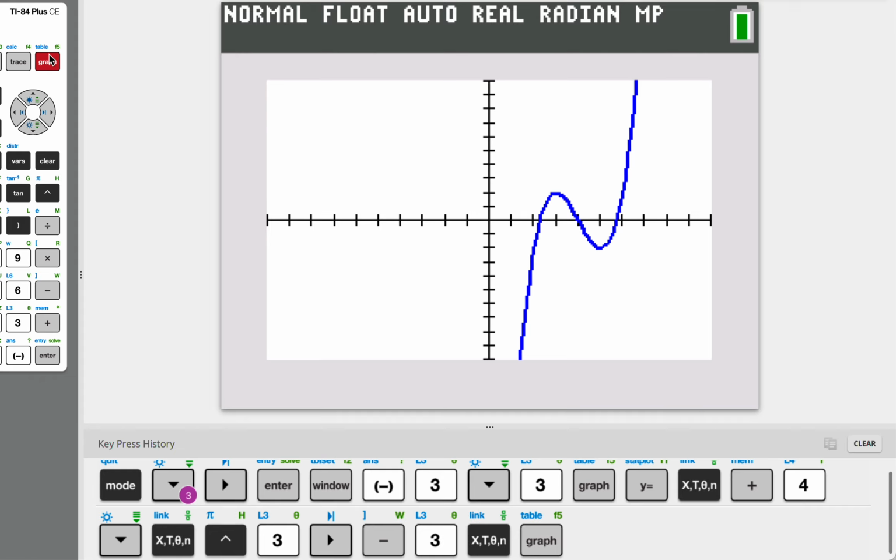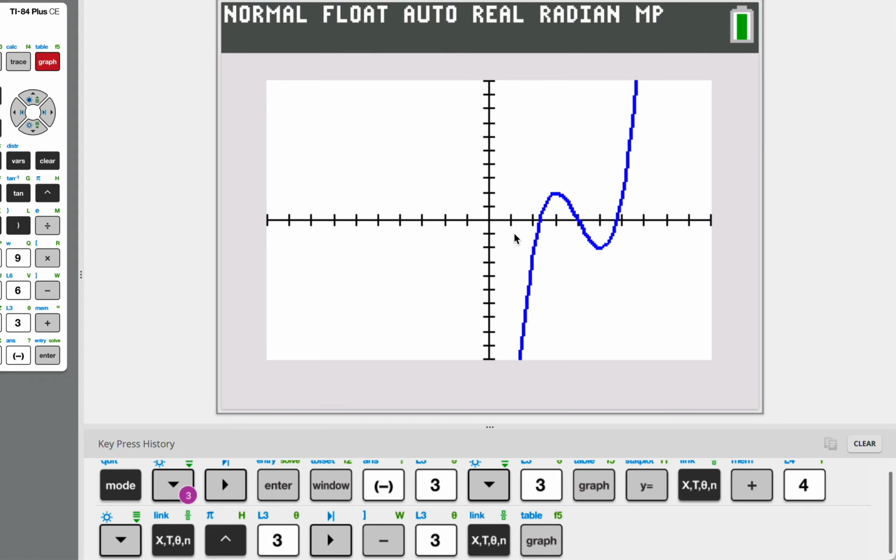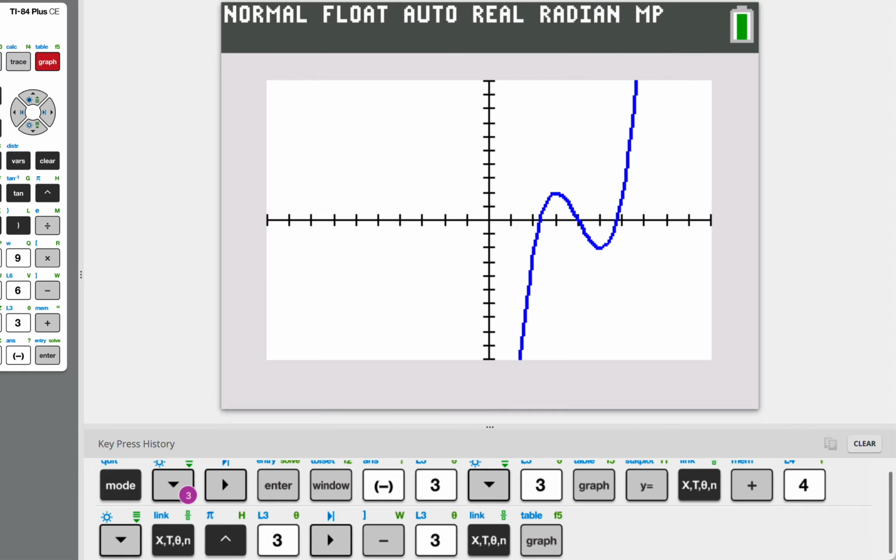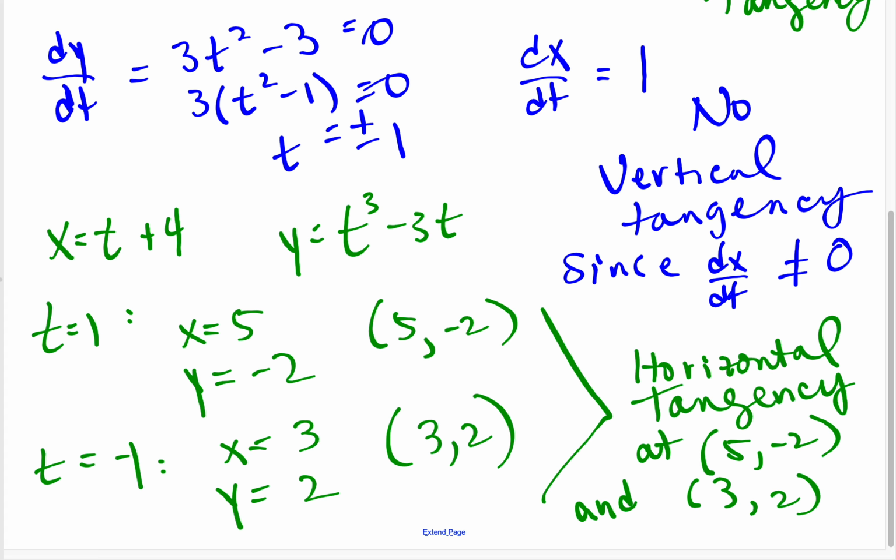Now look at that. We just said there's 2 horizontal tangencies. The one horizontal tangency is at 5, negative 2. 1, 2, 3, 4, 5, down negative 2. That is definitely a horizontal tangency right there. The other one's at 3, 2. 1, 2, 3, up 2, and there's the other horizontal tangency right there. So we just confirmed our results, and I can go over that more in class.